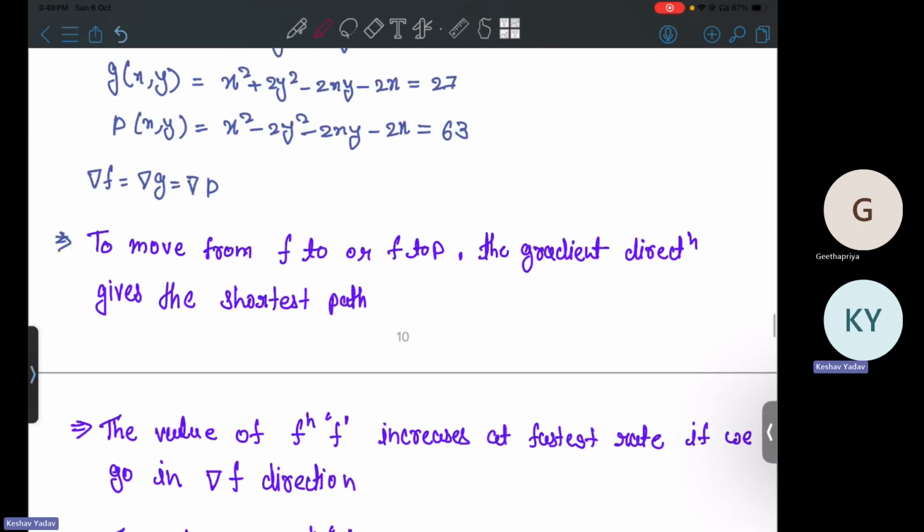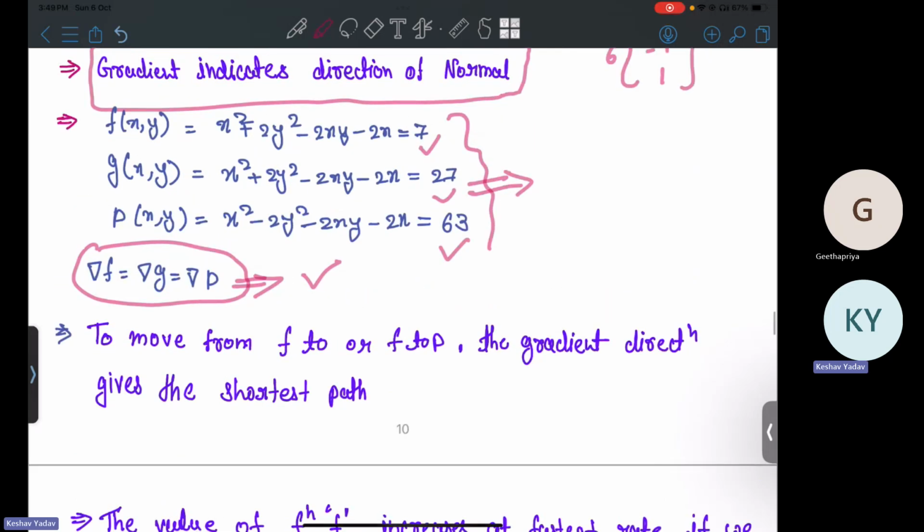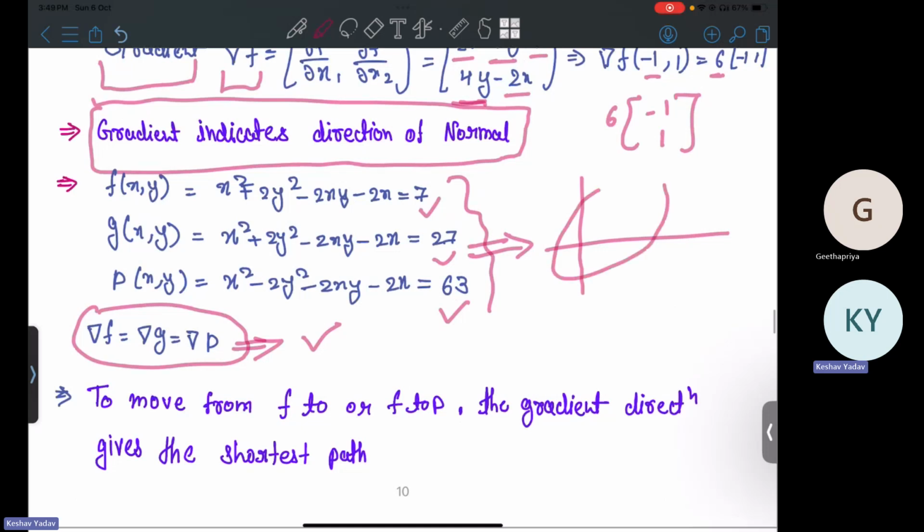Okay. Now if we take three of this kind of function and we find out the gradient, all of the gradients will come the same. Means what? The normal for all these are the same. Okay. So if you plot it like here, it will come something like that. Suppose this is my first one, this is my second one, and this is my third one. Okay. So suppose at some point, this point, I need to find out the gradient.